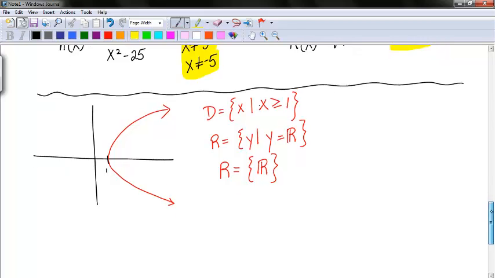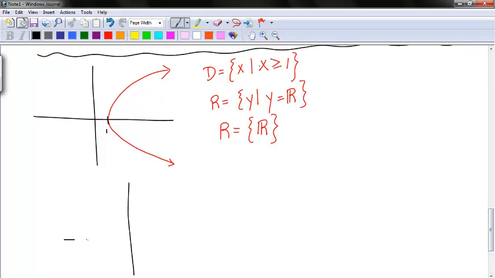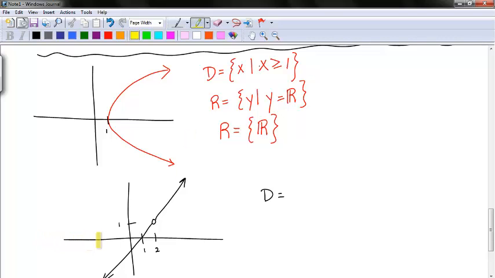Last example on the same thing, domain and range. What if I give you a graph like this? Let's say this is 2 and this is up 1. Let's say there's an open circle right there. Now look at the domain. Go left to right, across the graph. What x value am I leaving out? There's an open circle at x equals 2. So it's every value except x equals 2. So x cannot equal 2.